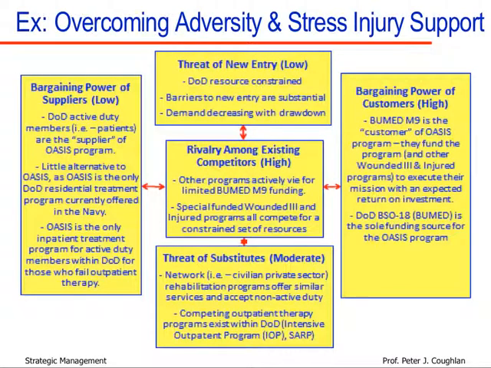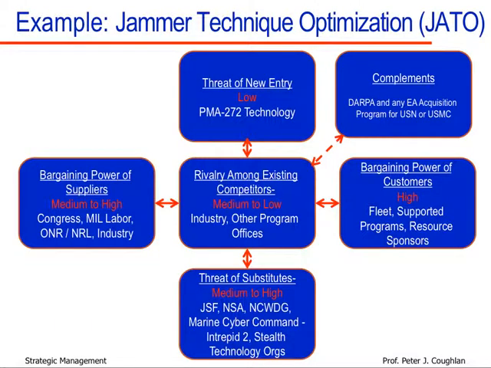Here's work that people did on OASIS, the Overcoming Adversity and Stress Injury Support. They identified the 5 forces for that organization or that program, and were able to get some mileage out of that. Here is again JATO. I already showed you 2 different external analyses exhibits that they did. They also put in the 5/6 forces analysis here. You'll see here, this is really just identifying. It's not really the analysis itself. It's an exhibit to accompany the analysis.